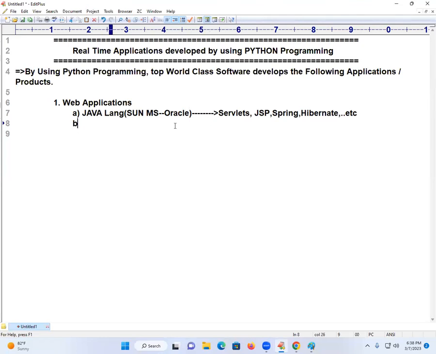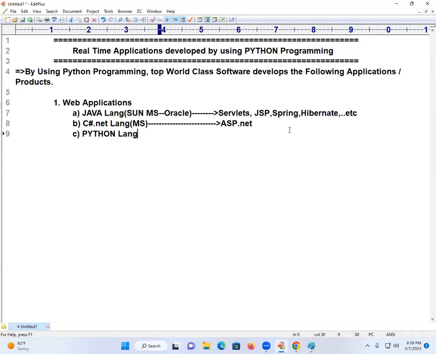Now, the competitor for Java is called what? C#.NET. Carefully listen, try to understand. C#.NET language is Microsoft related. These people have a technology called ASP.NET. By using this technology, we can develop web applications. Now, the next competitor, coming very recently, from the last few years onwards, is which language? The Python language is coming.